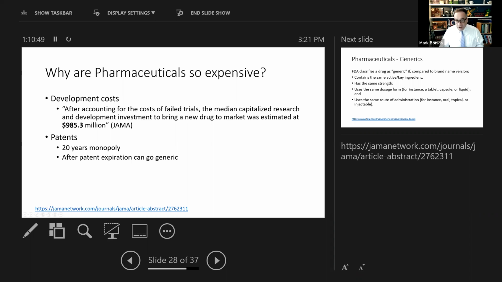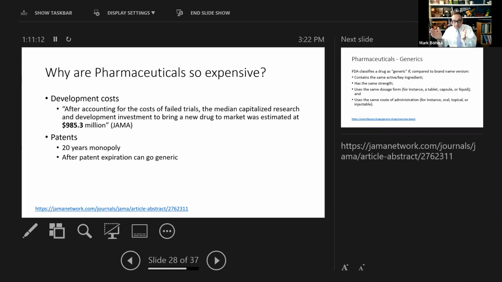So on average, I think it takes something like 7 or 8 years of the 20-year patent for a drug to actually get through the approval process. So that means that the clock is ticking. It doesn't start when you bring the drug to market. It starts when you patent it. And so the patent is running out while you're still working on it.